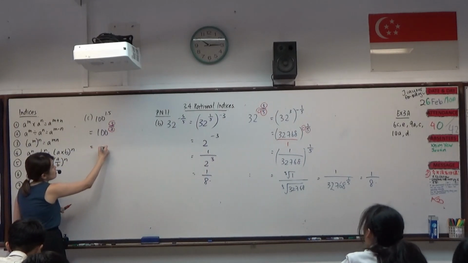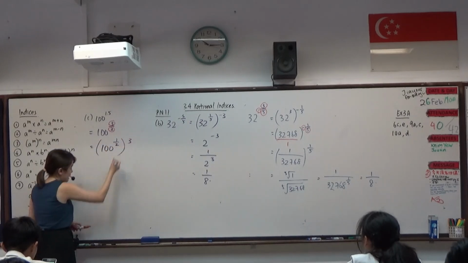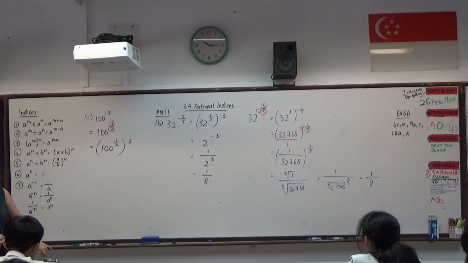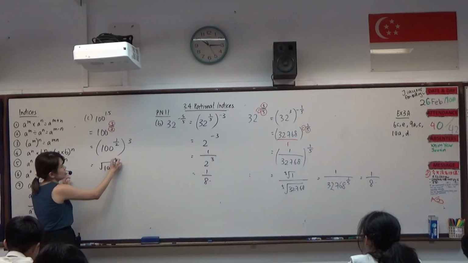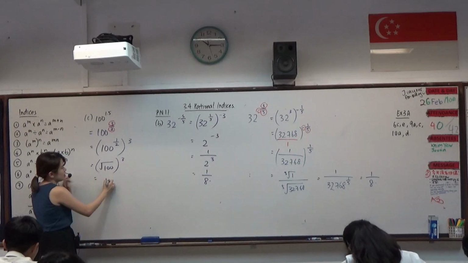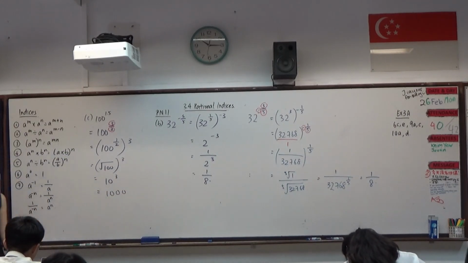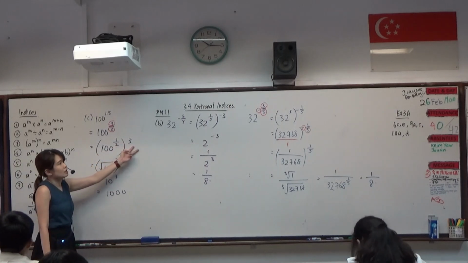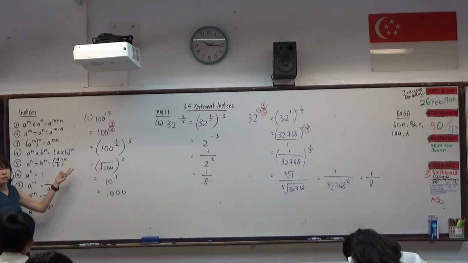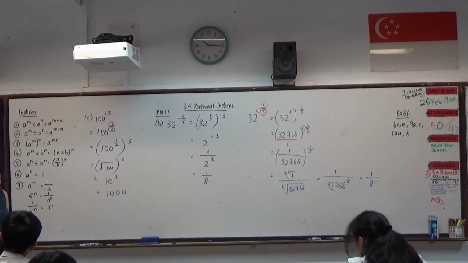So you can do 100 to the power half first, followed by a cube. So to the power of half means square root of 100. And that's 10, so 10 cube, 1000. You can definitely do 100 to the power 3 first, then after that, square root. That's fine. But you end up getting very large numbers.